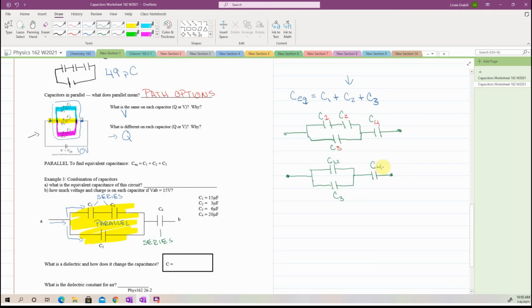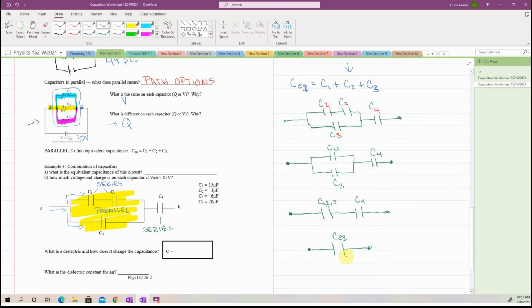So my next step is I have these two in parallel. I want to combine them so I have two capacitors on a line. So I'm going to do this. This is going to be C123, the equivalent capacitance of all three of these capacitors. And then C4. And then finally the last thing I will have is my equivalent capacitor for this entire circuit. There we go.